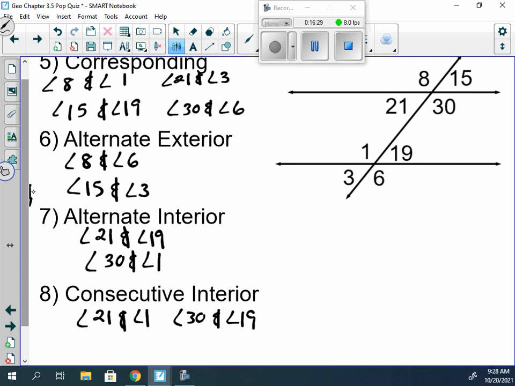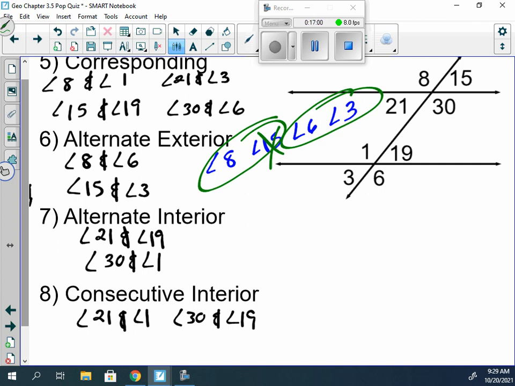Yeah, because 8 and 6 and 6 and 8 are still the same. The only spot where I'll start taking off is if you said 8 and 3, 6 and 15, then I'm going to count off. Or if you just listed out 8, 15, 6, and 3, those are technically alternate interior angles. But the way that I would grade it is I'd say, okay, these, no, and go that way.